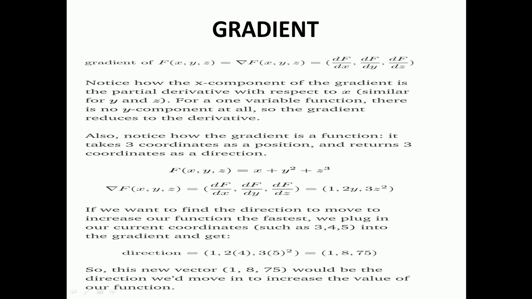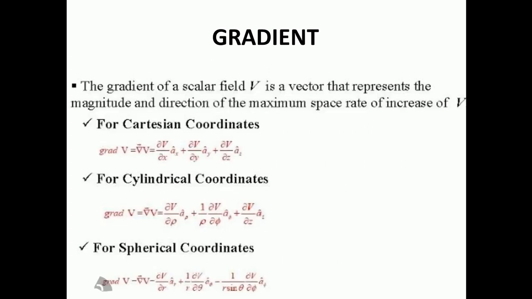Now I can define the increase in the value of the function by choosing the current coordinates as 3, 4, 5, which means that for x I substitute 3, for y I substitute 4, and for z I substitute 5. So the equation is redefined as a direction of 1, 2 times 4, 3 times 5 square. The final direction, or the new vector, would be 1, 8, 75. Now the gradient of the scalar field V is a vector which represents the magnitude and direction of the maximum space rate of increase of V, which is the technical definition.